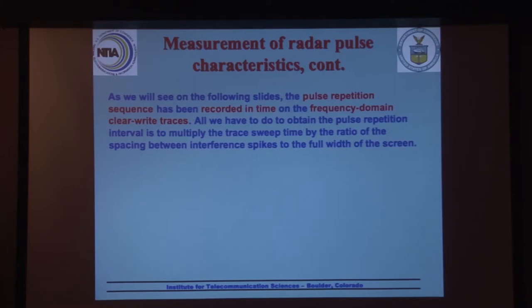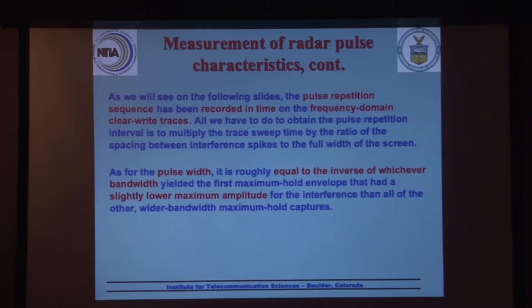So, what's really happened is the pulse repetition sequence has been recorded in time while the radar pulses are going boop, boop, boop, boop, boop, a millisecond apart. They were being recorded in time while the spectrum analyzer was sweeping frequencies across the IF. While sweeping the frequencies, the pulses are going boop, boop, boop, boop, boop, in time, a millisecond or a few milliseconds apart, the result being that you're going to see the time domain behavior of the radar on the frequency domain display of the spectrum analyzer.